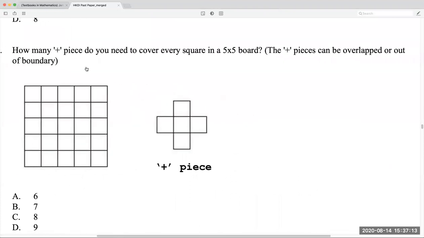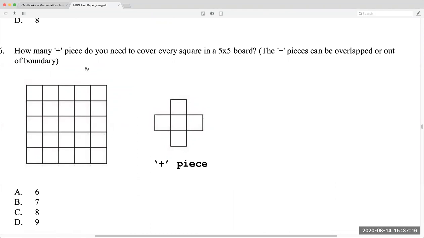This question: how many pieces do you need to cover each square in a 5 times 5 grid? I think you can try to. This is really not a difficult question. You can just try to do it one by one. Let me draw it. Plus 1, plus here, okay? But this method is not too good. Not really good.